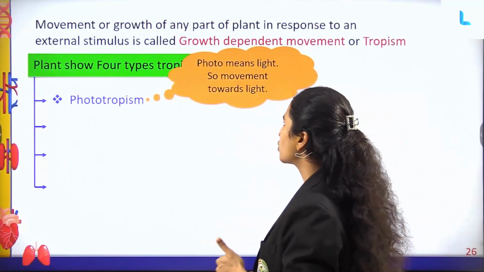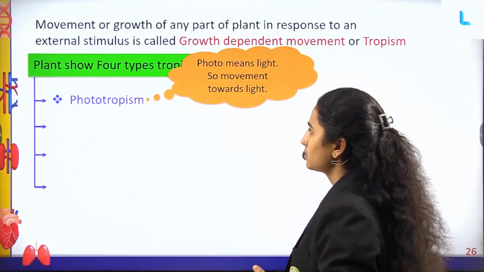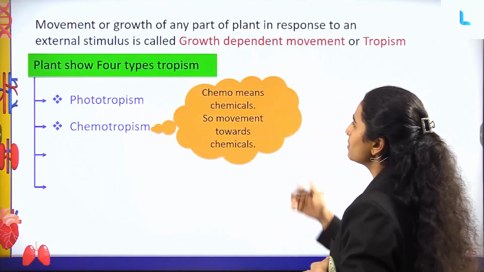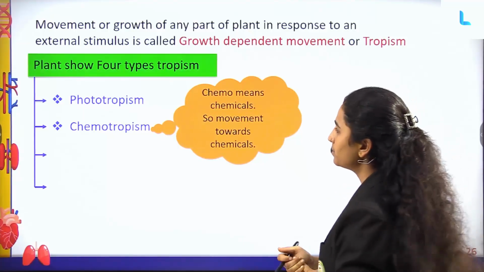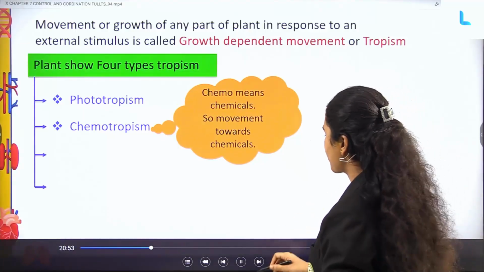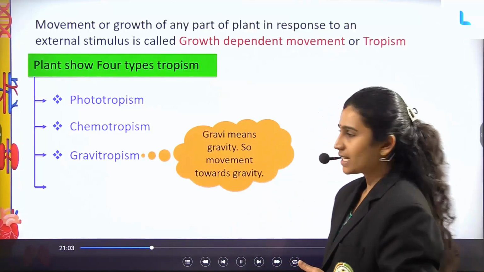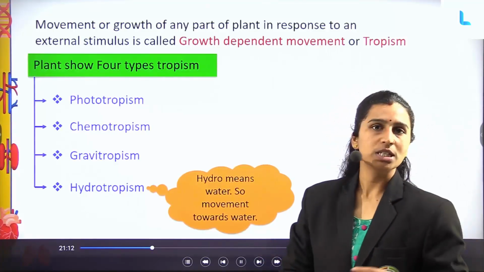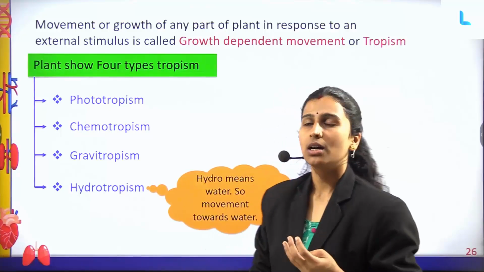One is phototropism, that is they move towards sunlight. So this is phototropism. And chemotropism, chemo is chemical, so movement towards chemicals is chemotropism. Gravitropism, movement towards gravity. Hydrotropism, movement towards water. So these are the four tropisms which are shown by plants.